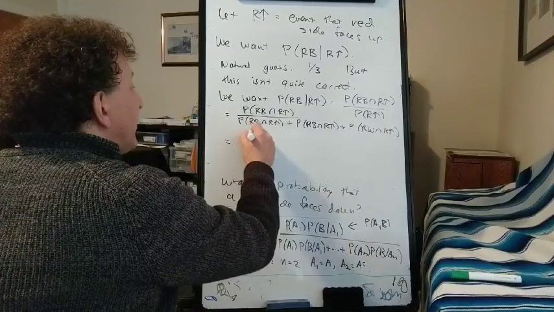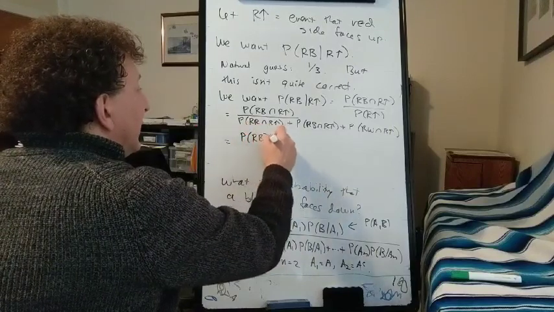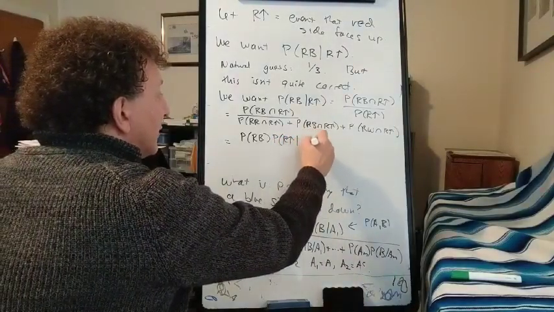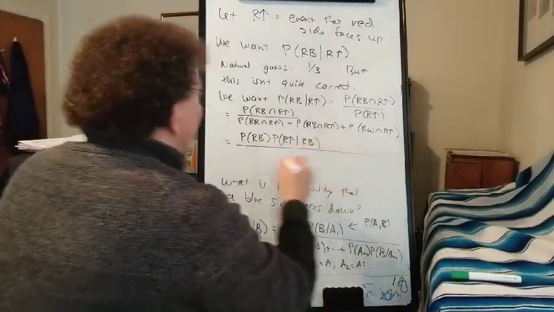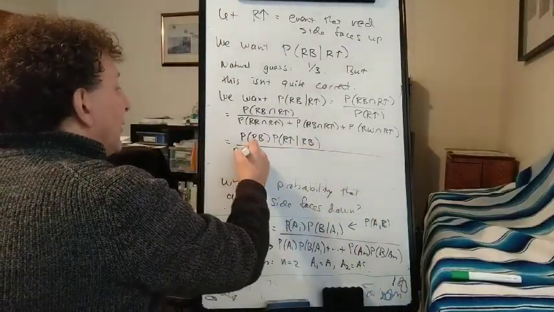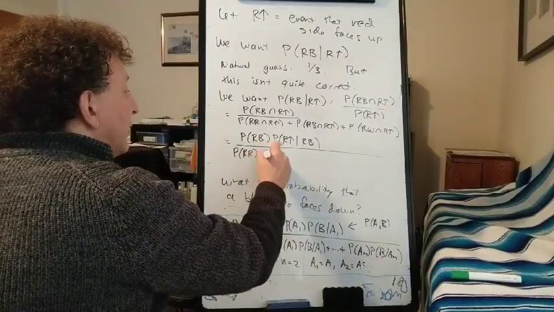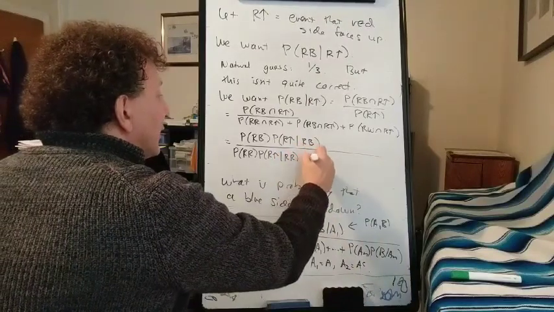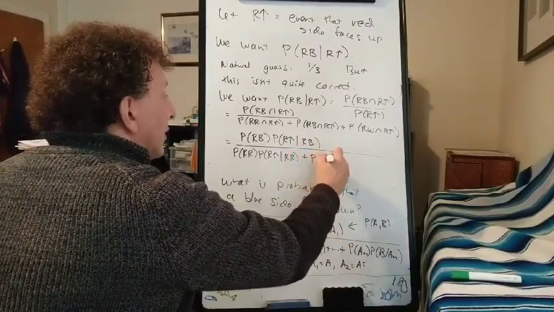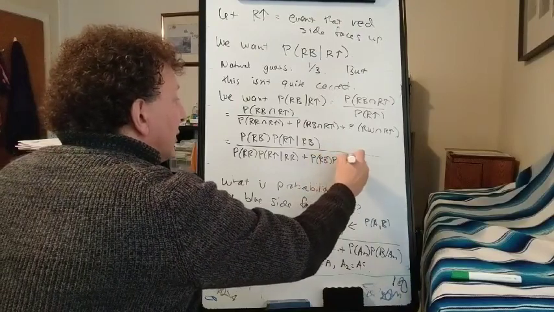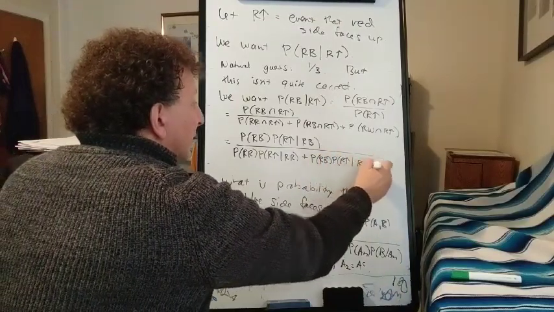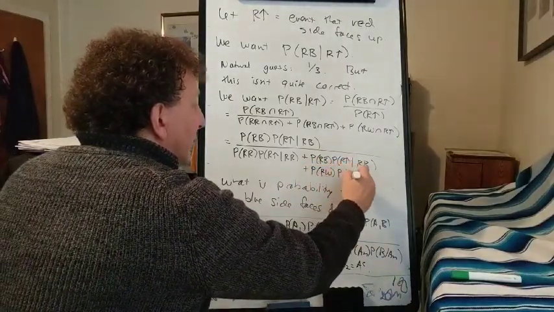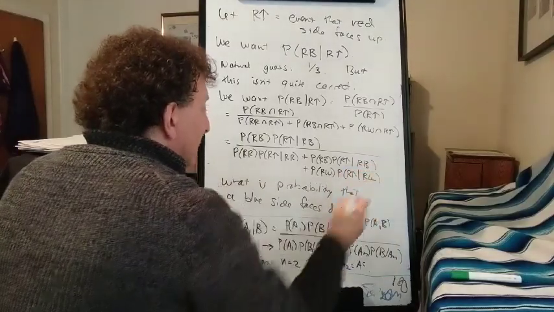Now let's rewrite these as the probability of getting the red-blue card and the probability of the red side facing up, given that we have the red-blue card. That's easy. Probability of the red-red card times the probability of the red facing up, given that we have the red-red card, plus the probability of the red-blue card, probability of red facing up, given that we have the red-blue card, plus the probability of the red-white card times the probability of red facing up, given that we have the red-white card.